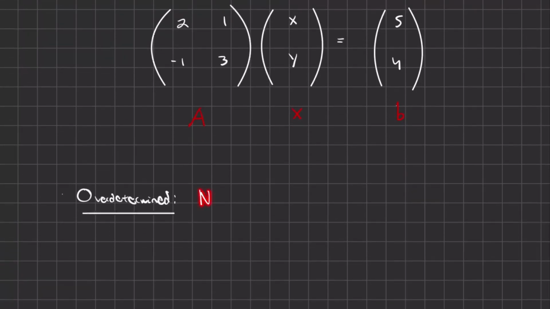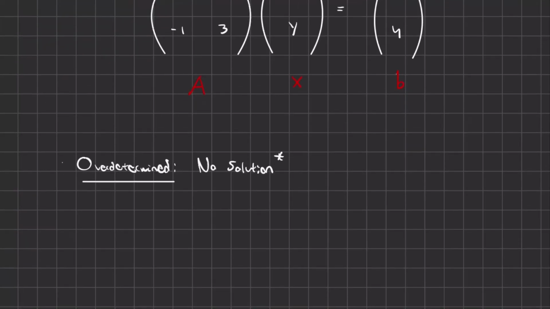I'll write this with an asterisk, because it can be solvable. We can solve overdetermined systems, as we'll see a little later. But at this level, we can think of overdetermined systems as having no solution.